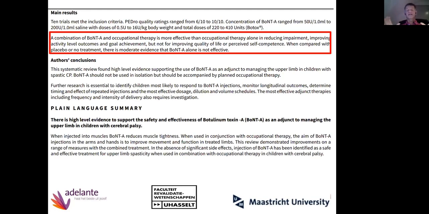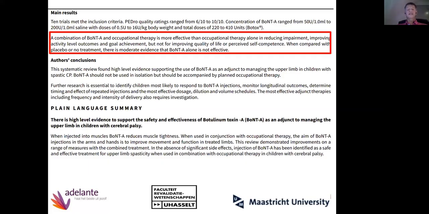And to summarize the effects, these are the main results related to the motor activities and the functioning of the kids in daily life. The combination of botulinum toxin plus occupational therapy is more effective than occupational therapy alone. So that's not talking about SIMT or BIMT, but the care within 2-3 times a week treatment. So that's still intensive. It's not helping in quality of life or perceived self-competence.